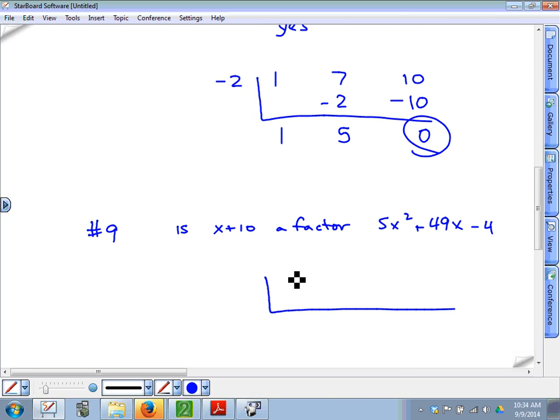If we do the synthetic division, we're going to have a 5, a 49, and a negative 4, yes? What goes in front? Negative 10. Bring down the 5. Negative 10 times 5 is negative 50. That makes negative 1. That makes a positive 10, and we get a remainder of 6. So all of these questions, 9 through 14, are either yes or no answers. What's the answer to number 9? No. The answer is no, because we didn't get a remainder of 0. You follow how that works?